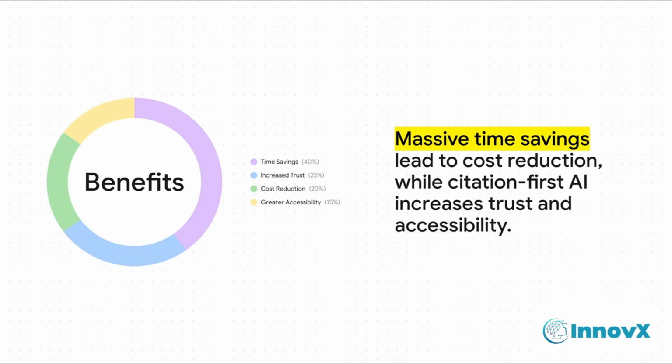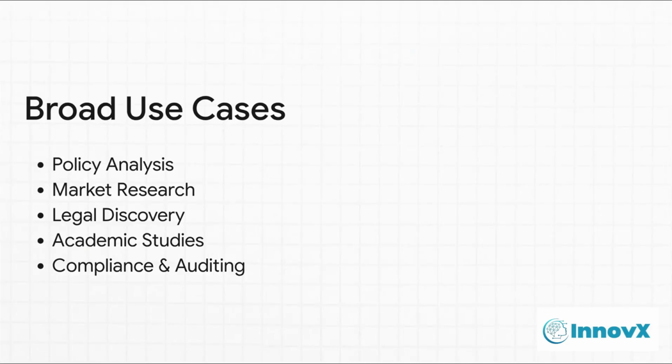And if you break it down, you see this amazing cycle of benefits. The huge time savings obviously lead to major cost reductions. The citation-first approach means you have way more trust in the results, and by offering summaries in local languages, it makes complex information accessible to a much wider audience. And this isn't just a tool for one specific industry. The applications are incredibly broad. You can imagine policy analysts tracking legislation, market researchers digging into competitor data, legal teams sifting through documents, academics reviewing literature, or auditors ensuring compliance. The core problem is the same across the board, and InfoSnap is the solution.